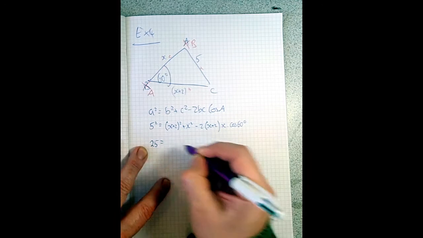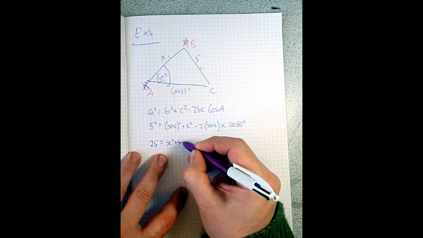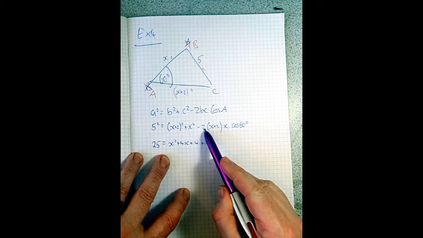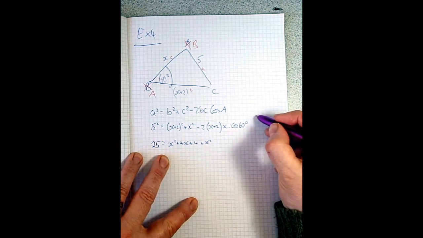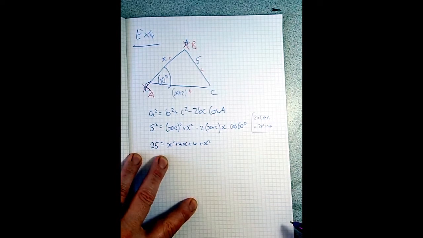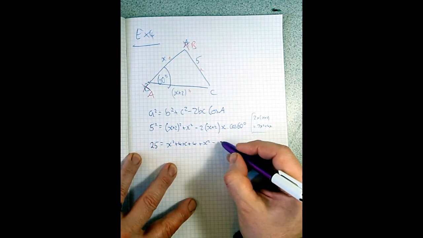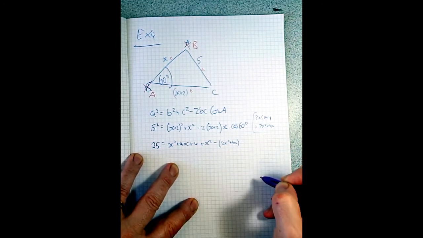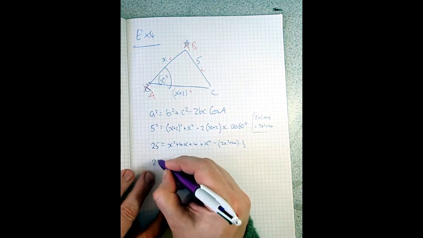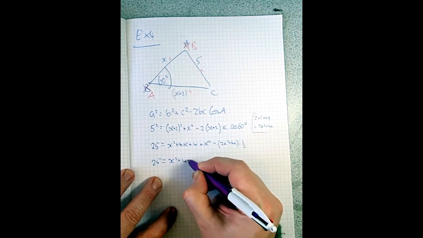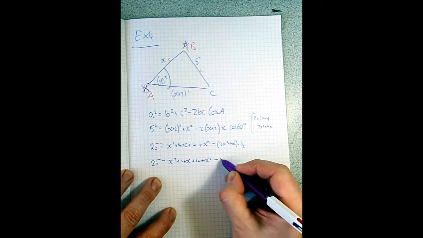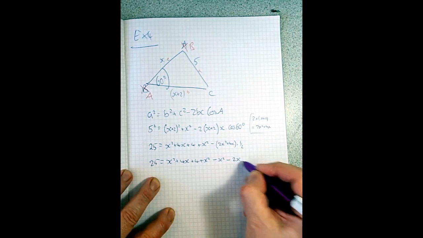So 25 equals x squared plus 4x plus 4 plus x squared minus, now this is 2 times x plus 2. 2x times x plus 2 is 2x squared plus 4x. So minus 2x squared plus 4x times by a half. And of course, half times 2 is 1, so 25 equals x squared plus 4x plus 4 plus x squared minus x squared minus 2x.